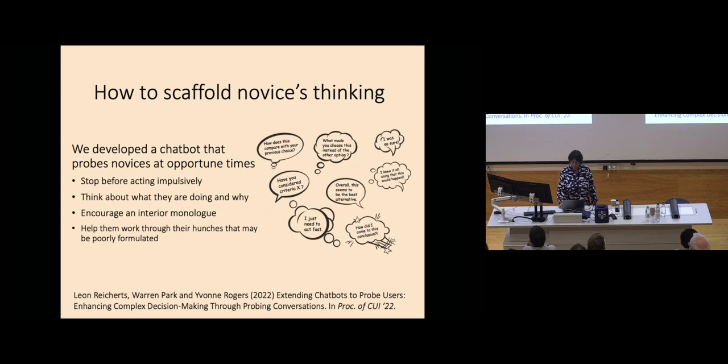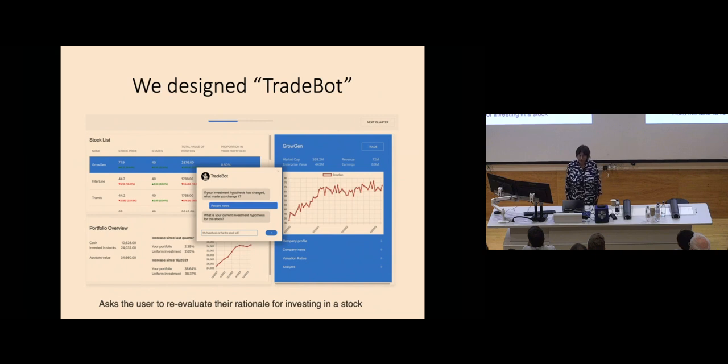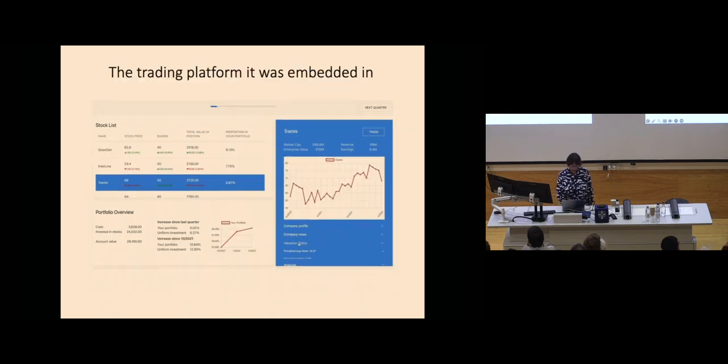So what we did was we designed our chatbot to be called TradeBot. And we developed a platform that's similar to those that are available for trading, where on the left here you have a list of all the stocks that you can buy. Down here is a portfolio of the person that's doing the trading. And then over here is information about how well a particular stock has done. And TradeBot appears in the middle there. And it will ask questions, and it will ask the user to reevaluate their rationale for why they've invested in that stock. And so this is how it works.